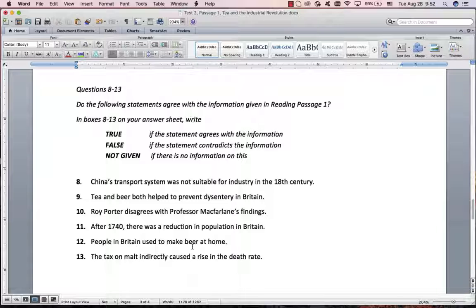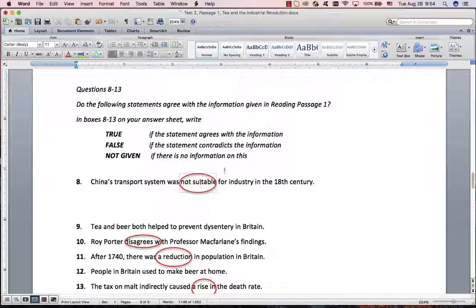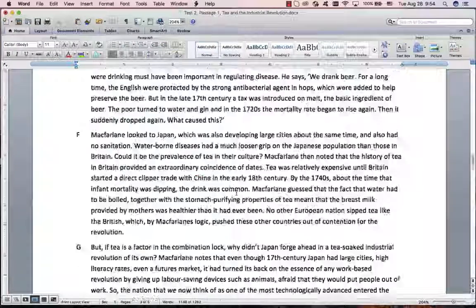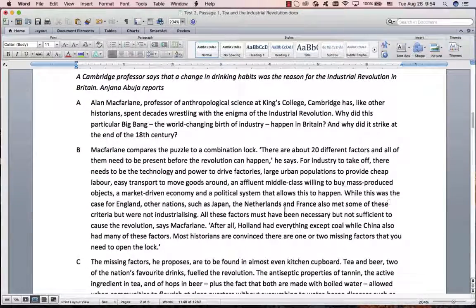Alright, so my circle words were these. You'll notice that I left two of them blank because I didn't really see anything clear there. So these are probably the two most difficult ones. Often the ones where you can't see a circle word are actually the not given ones. Not always, but often. Anyway, I'm just going to go and find these sentences for you, and I'll copy and paste them here. So: China's transport system not suitable, industry 18th century. That was somewhere here. They had 18th century over here. This was all talking about 18th century, but the important thing was that China was over there. So I'll just copy and paste that.